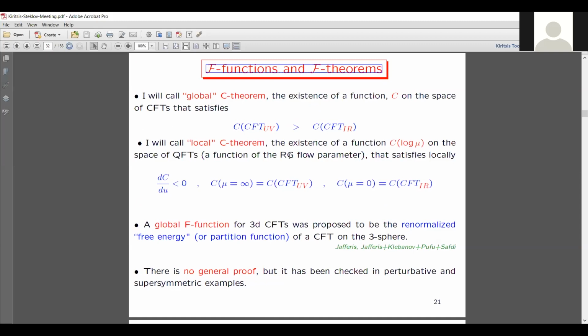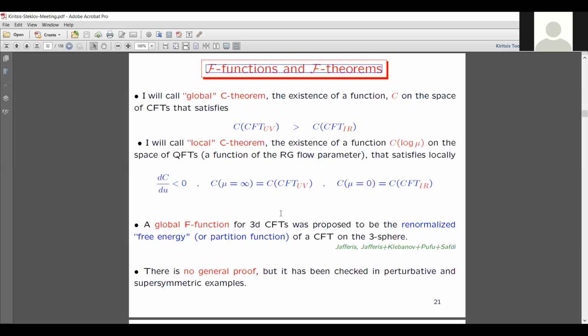So let me now move and come to F functions and F theorems. I will call a global C theorem the existence of a function on a space of conformal field theories, which satisfies the fact that the value on a UV CFT is bigger than the value on the IR CFT. And I will call a local C theorem the existence of an interpolating function, which is a function of something that runs across the flow, so that the C changes monotonically and takes values at the endpoints that give the particular values of the C function.